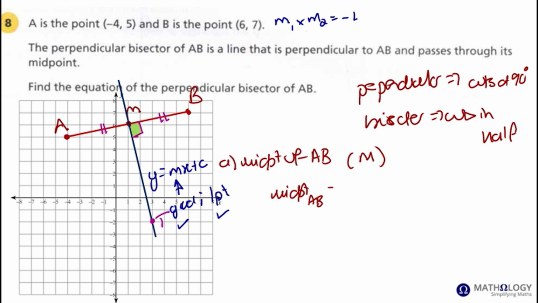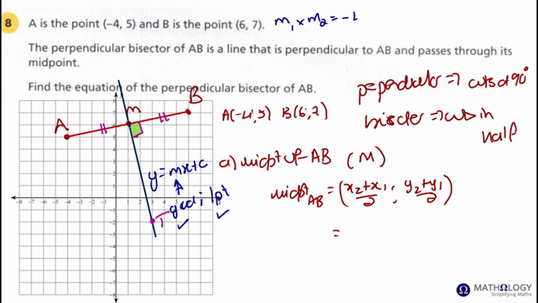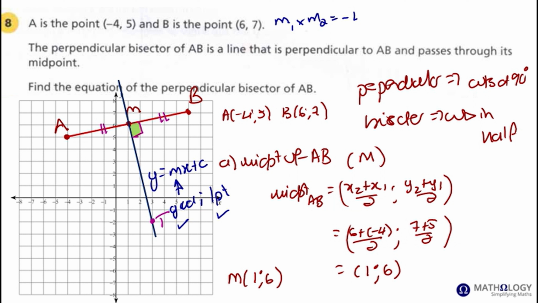The midpoint of AB is (x2 plus x1) over 2, (y2 plus y1) over 2. So A is the point -4, 5. B is the point 6, 7. So the midpoint of AB will be 6 plus -4 divided by 2, and then 7 plus 5 divided by 2. 6 minus 4 is 2. 2 divided by 2 is 1. 7 plus 5 is 12. Divided by 2 equals 6. So M is the point 1, 6.